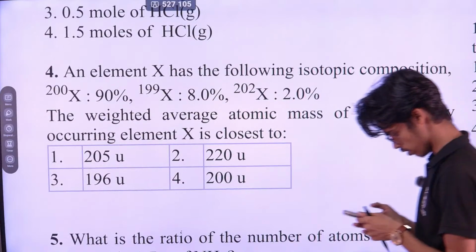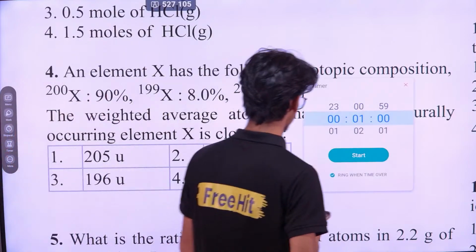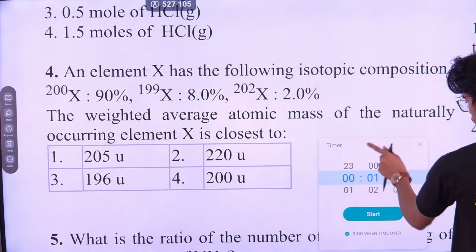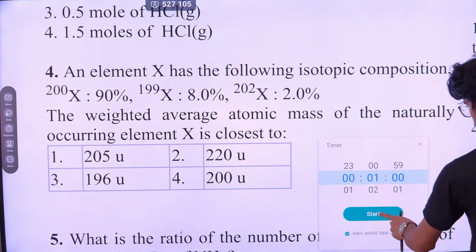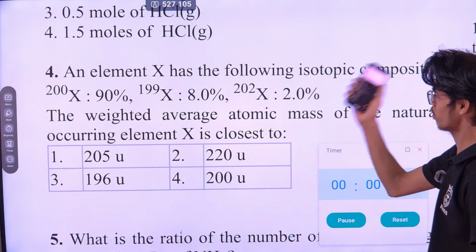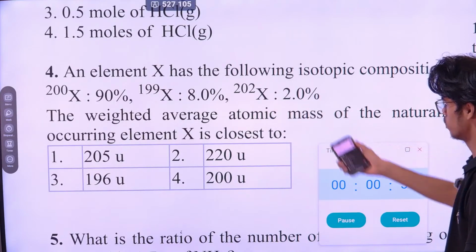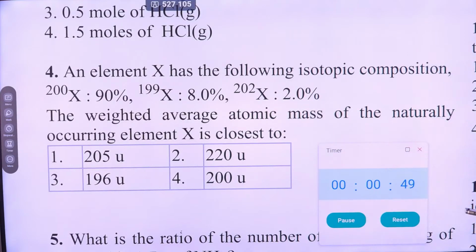Okay, so let's start doing the next question. Let me set a timer. I hope you can see the full question, right? Question number 4. Start. An element X has the following isotopic composition, with masses 200, 199 and 202. What is the weighted average? Find the weighted average.